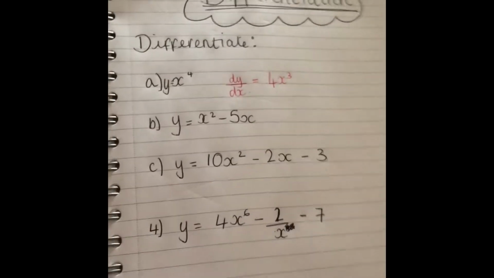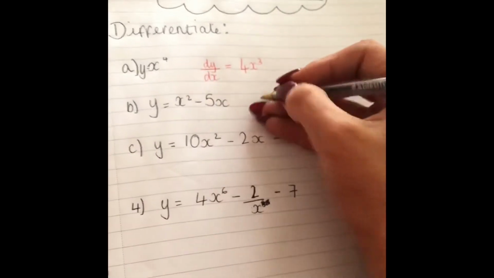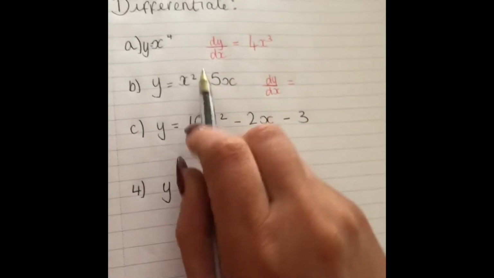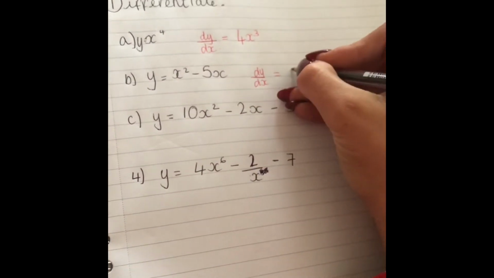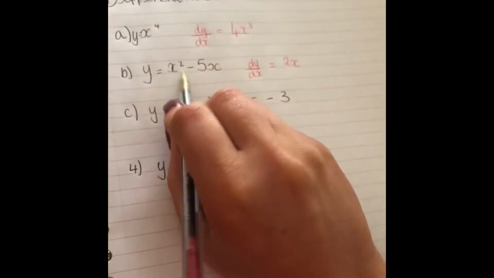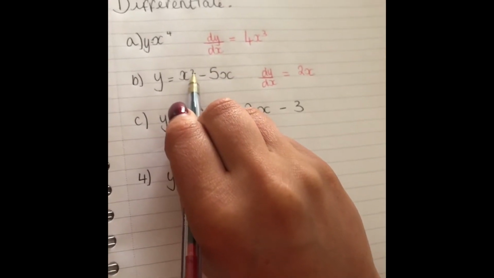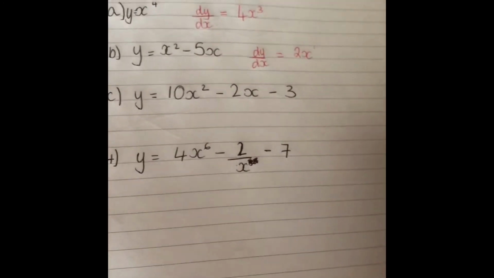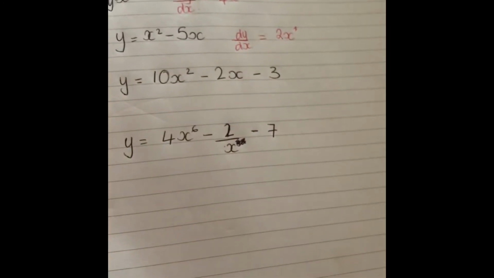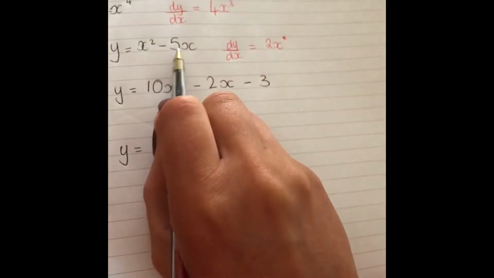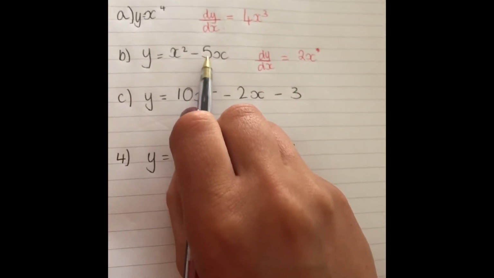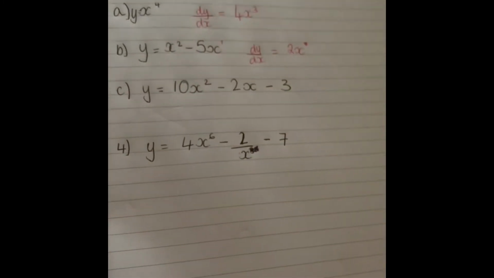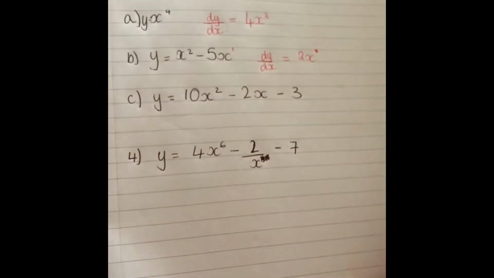So the next expression is x squared minus 5x. So we write dy over dx equals, we bring 2 down and multiply it by x, so 2x. And because we've taken away 1, it would become 1, but as you know, we don't really put that there, so I'm going to remove that. So it's just 2x. And 5x, that would actually be to the power of 1. Again, we don't write that, but it is there.